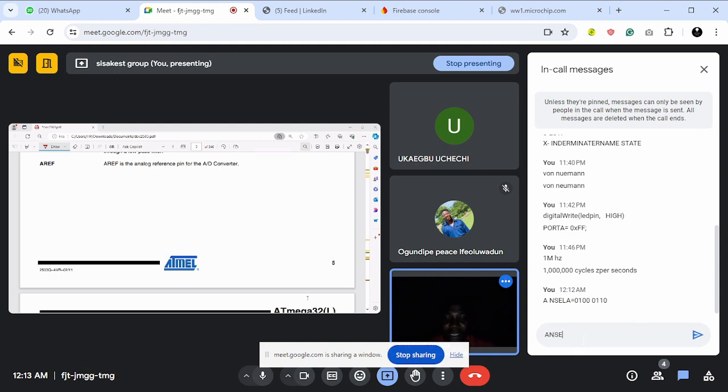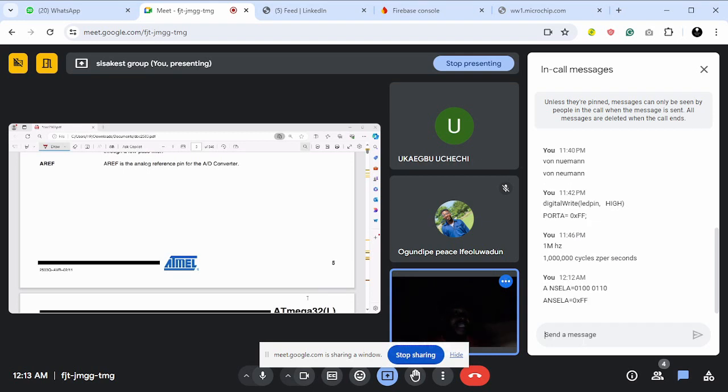You say ANSELA equal to 0xFF. Then this one will make everything analog. So it means that in runtime you can actually change it. But you know that the implication of this again is that your circuitry must be able to sustain this. I don't know if you understand. If you can do a circuitry that can sustain this, then you can do it in runtime. That means I just disconnect it from digital output to analog input, and I can keep changing that in runtime, and it's going to work.